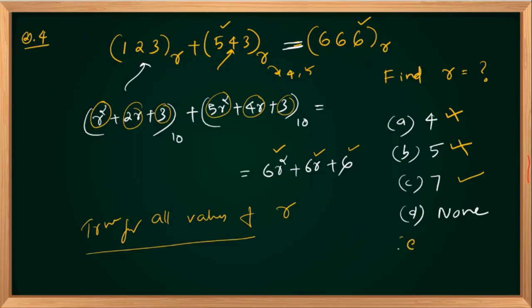So the actual answer should be R should be greater than what? Greater than highest symbol in the equation is 6. Greater than 6. Or R should be greater than or equal to 7. Right? So none of the above is the right choice here. But actual answer will be R greater than 6 or R greater than or equal to 7.